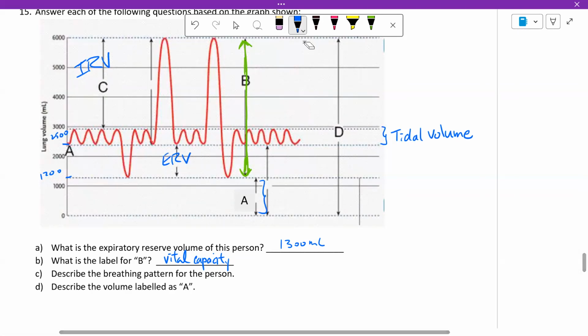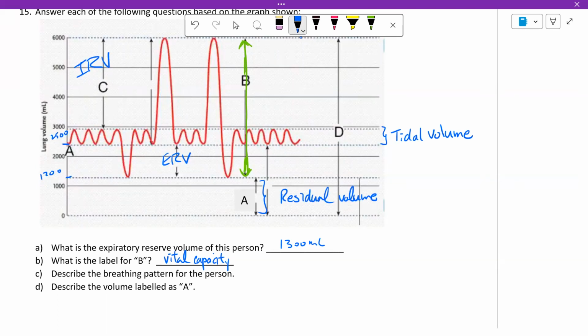Residual volume. Excellent. That is the residual volume. Another name for it is the dead air, right? That I keep on telling you about. This stuff doesn't come out. It's full of carbon dioxide. What condition causes the residual volume to increase?